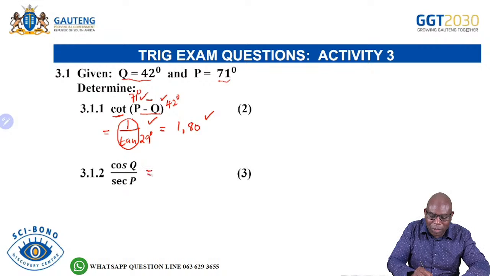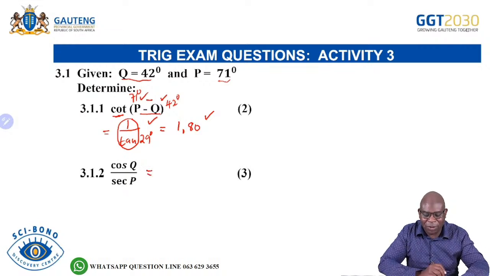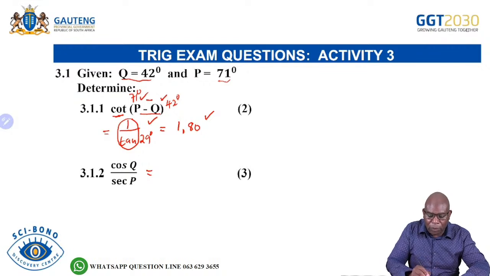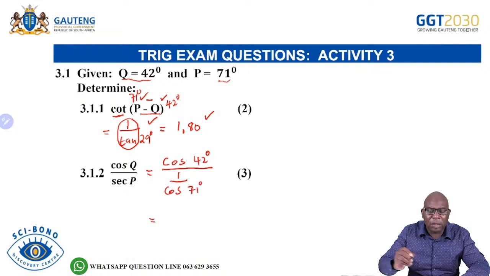Okay. The next one here is the same thing. So I've got a cos of q over sec of p. Cos of q. So what should I write there? I just substitute that cos 42. But what do I know about my sec? So sec is going to be 1 over cos. But it is the cos of what? 71 degrees. From there, I can just use the calculator.